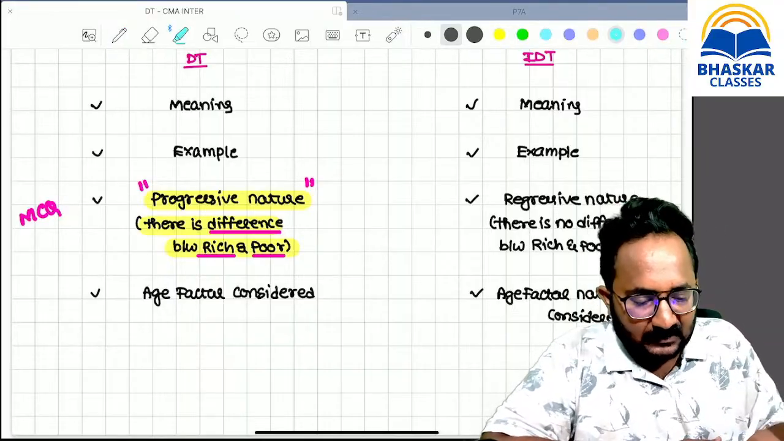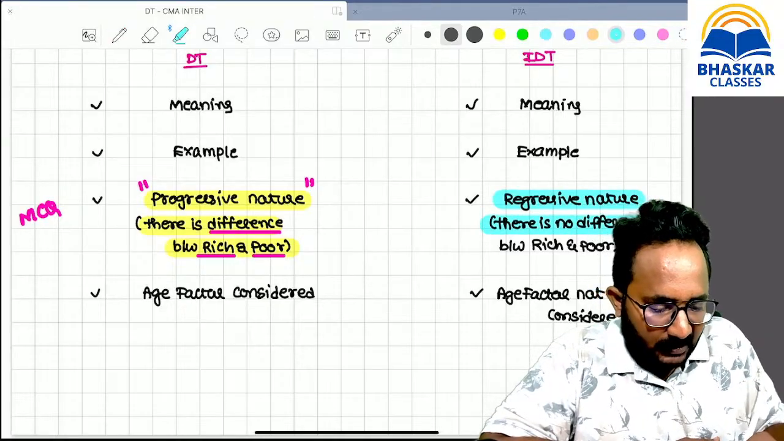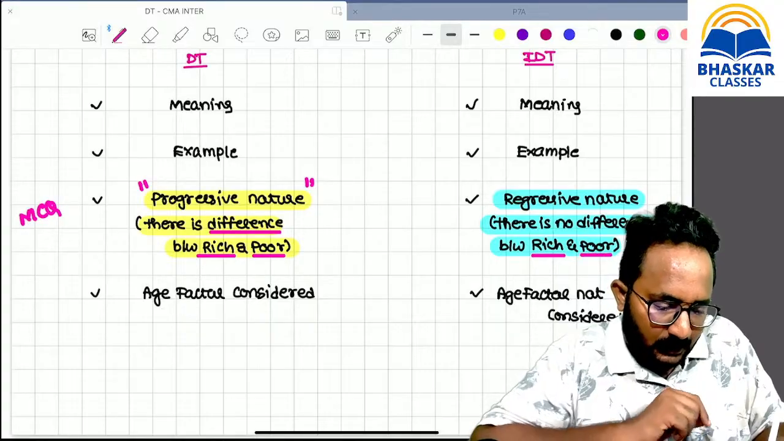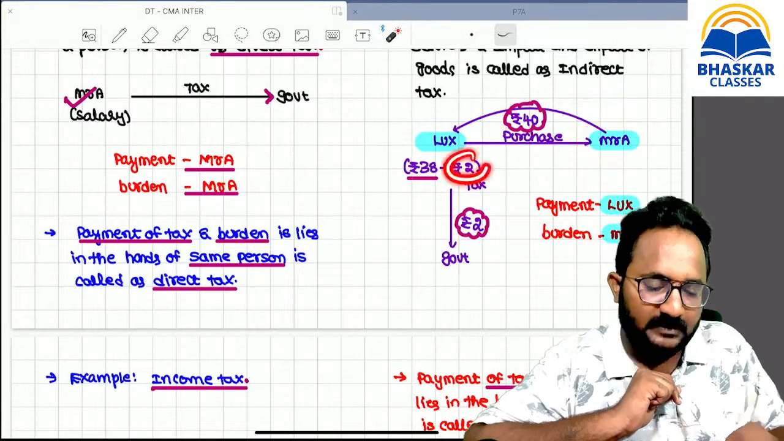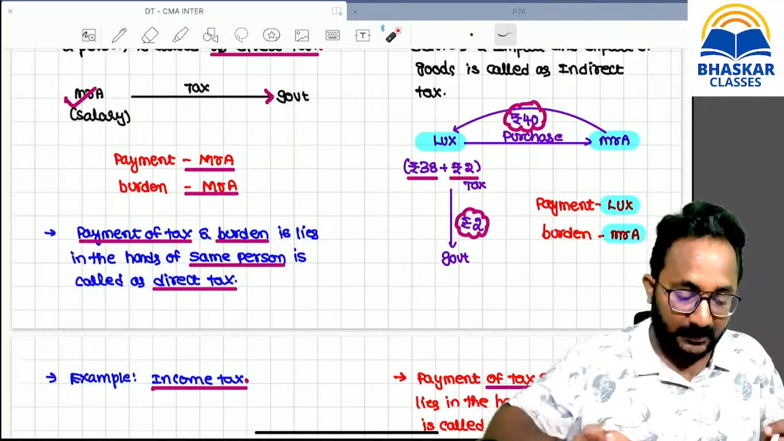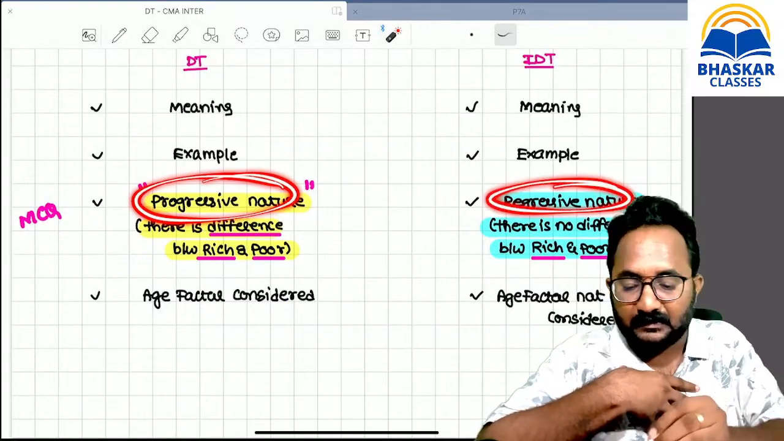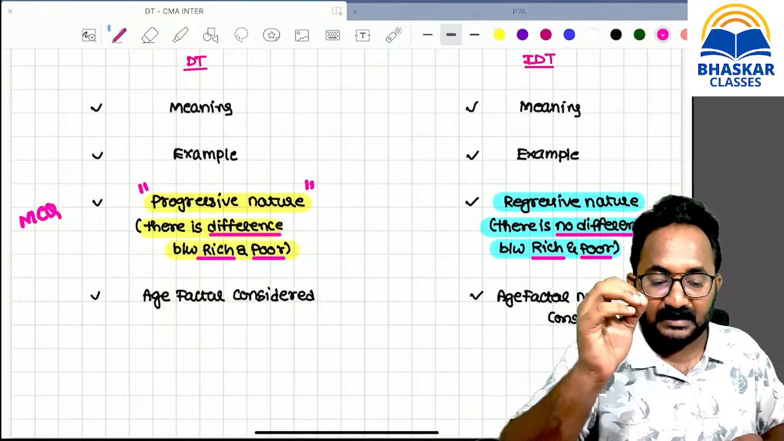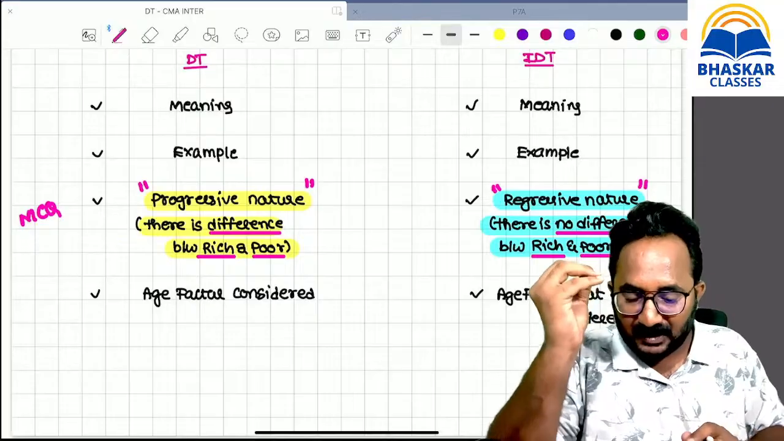So indirect tax is called as what, ma? Regressive based nature. There is no difference between rich and poor. Example, yes, if a rich person is purchasing soap, he will pay 2 rupees tax. A beggar, if they are purchasing the soap also, is required to pay 2 rupees only. So that's why remember, yes, direct tax is a progressive nature, indirect tax is a regressive nature. There is no difference between rich and poor. Very important. Definitely you will get a 2 marks MCQ or 7 mark question.